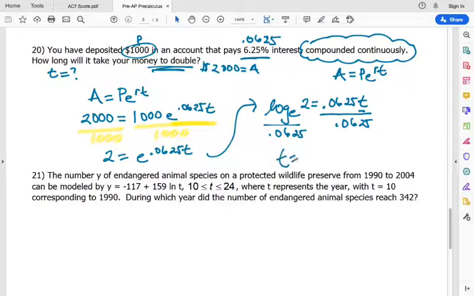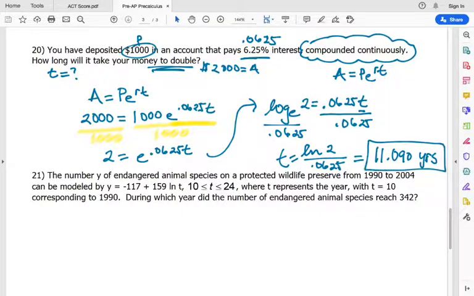So t equals, an exact answer would be log, which actually, let me rewrite that. Log base e is the same thing as the natural log. So the natural log of 2 over 0.0625. That's an exact answer, but we're talking about time, and I'm pretty sure you wouldn't want to tell somebody that's how long it's going to take them. So we would get a decimal value, which would be 11.090 years. Remember, we use years for these equations.